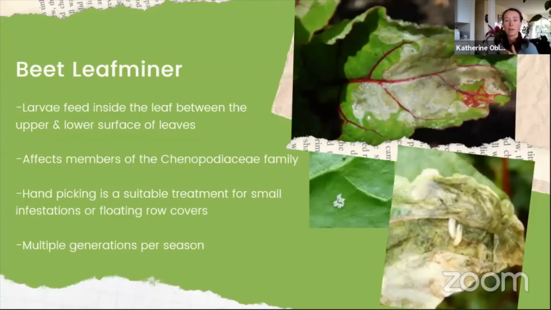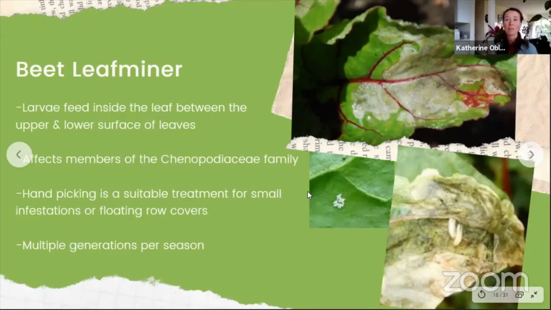If this is a bit of a perennial issue for you, you can lay out floating row covers, and that will help prevent the adults from being able to lay their eggs on the leaf. These little white cylinders laid out next to each other in very straight rows, those are the eggs. Once they hatch, maggots will burrow into the leaf and start feeding, and then they come out.